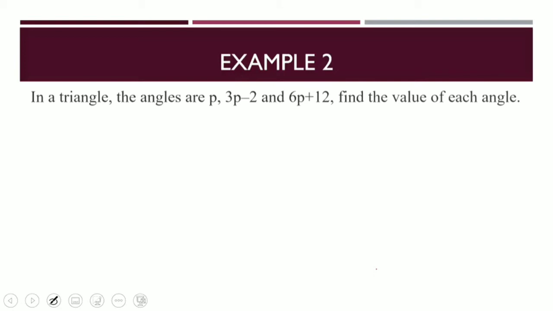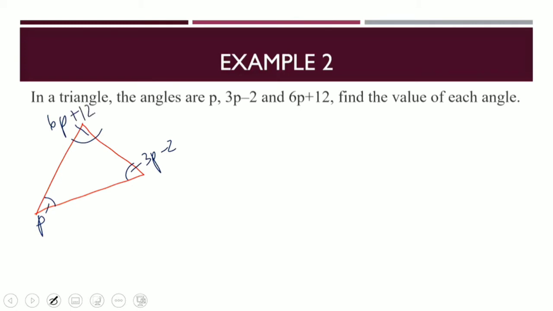It says in a triangle, the angles are P, 3P minus 2, and 6P plus 12. So we're going to put these into each of the angles. Let's say this one is P. This angle here, let's call it 3P minus 2. If it can't hold inside, you can just use a little arrow to show. And then we have 6P plus 12.